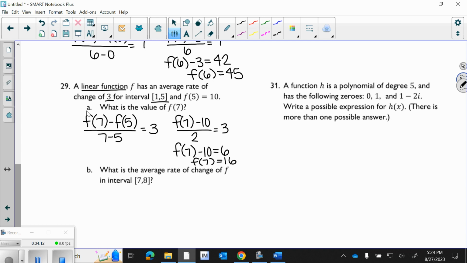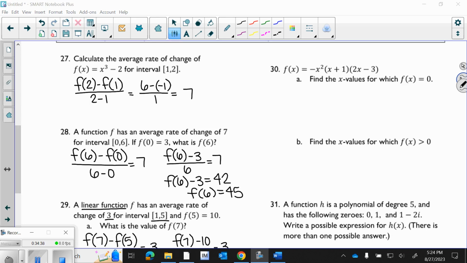All right, B. What is the average rate of change of f in the interval 7 to 8? So this goes back to what I said before. If we are on the same exact linear function, the average rate of change is going to be identical for any interval that I pick out. So the average rate of change is 3.